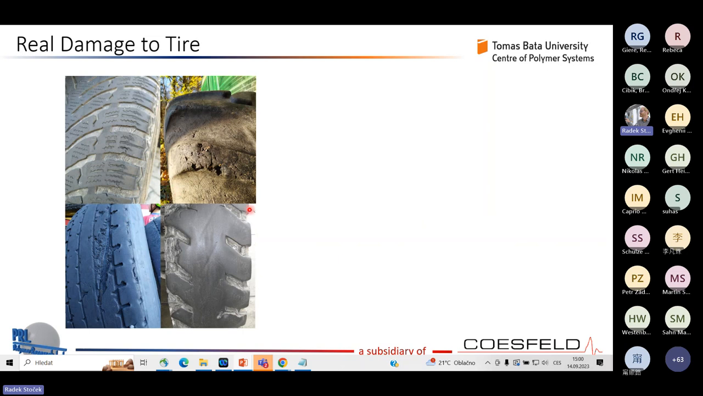Here, upper right-hand side, there is a forestry tire. Bottom part on the left side, there is a truck tire and a multi-purpose tire. So why do I show these four very different applications? I'm showing this because in all of these applications, all these phenomena are present. This is independent of the application.